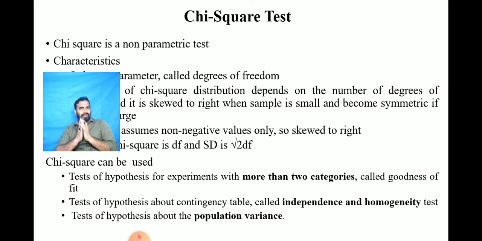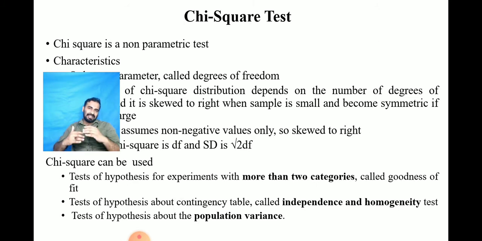To test a hypothesis with more than two categories. This type of test is known as the goodness of fit test. In this, there will be more than two categories of qualitative data. The second use is to test a hypothesis about a contingency table, for independence or homogeneity: whether, if we are having two different types of things, these two things are independent or dependent. This test is known as the independence test or homogeneity test.